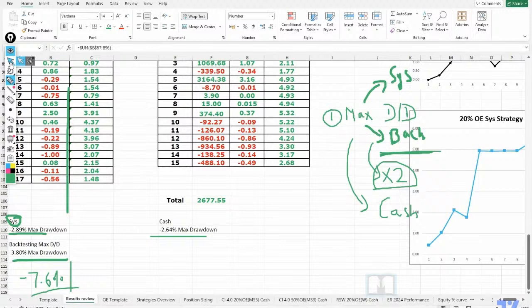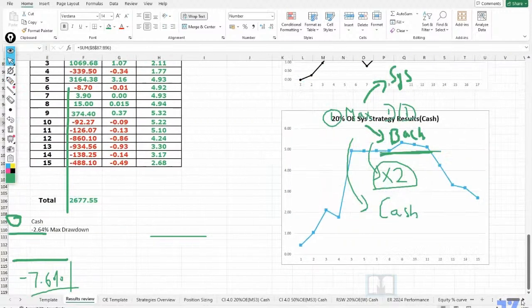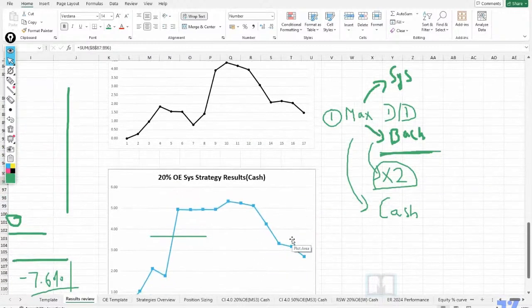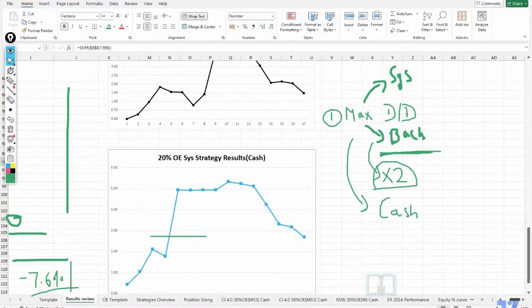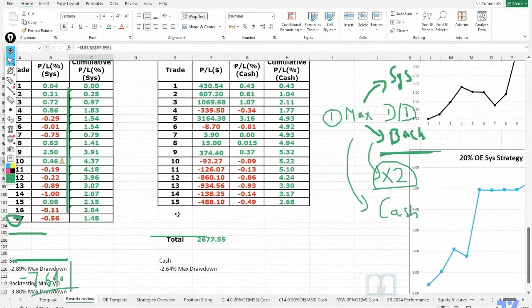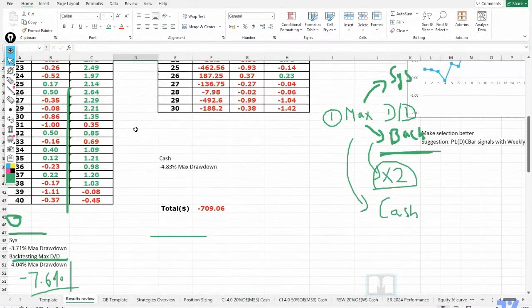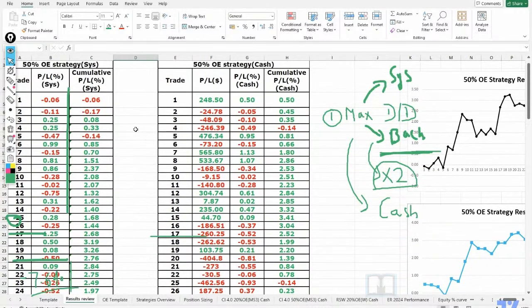And after you've got that, you would have a curve like this on the right hand side, and you can see how both of them are doing. So that's what you would do over here. Now that's on the 20% OE. Now on the 50% OE, however, as you can see on the 50k account that we are doing, we're running 2 types of strategies, which I'll explain in a minute, and why the drawdowns are as such.